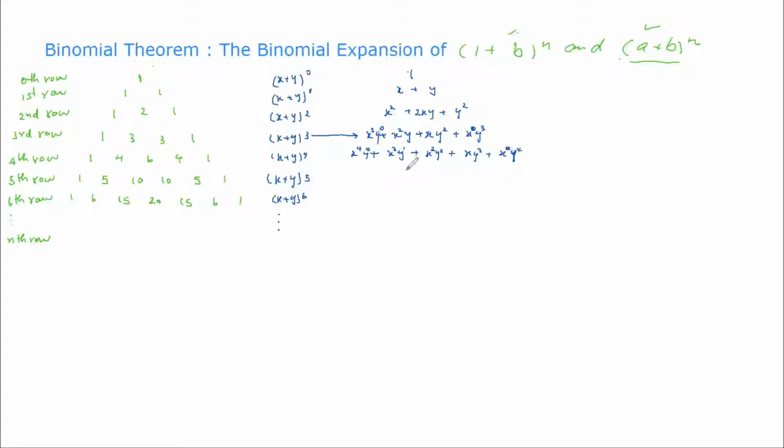Okay, power 4 should have 5 terms: 1, 2, 3, 4, 5. x, y power 4, 3, 2, 1, 0. x 4, 3, 2, 1, 0. Okay, so then you can go on for power 5.